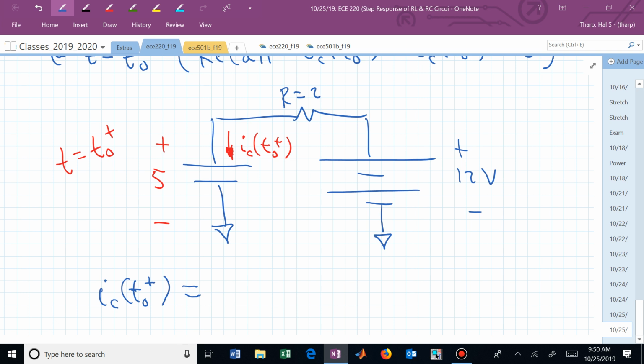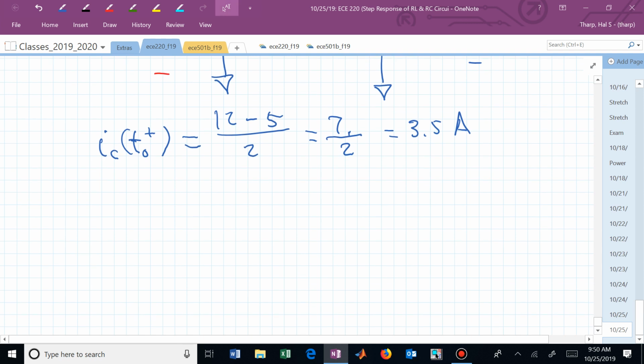Look at the time. But isn't it 12 minus 5 over 2? It's the voltage dropped across that resistor. 12, that's where we are, 12 to 5, because we're having the current going that way. So this is now 7 over 2, or 3.5 amps.